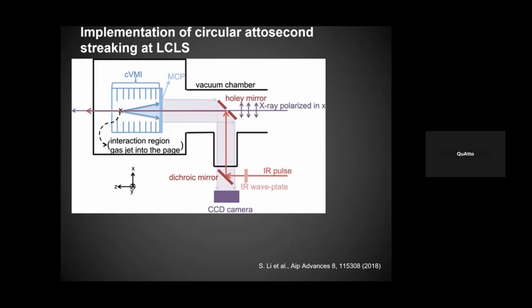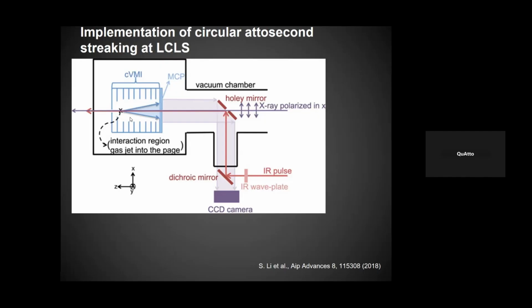So the setup, in a few words, looks like this. You have the X-ray, which are linearly polarized. They propagate through a mirror, and this mirror will be used to recombine the X-ray radiation with an infrared pulse, which presents circular polarization. The two pulses are then focused inside a gas jet, which is also the source point for this collinear velocity map imaging.